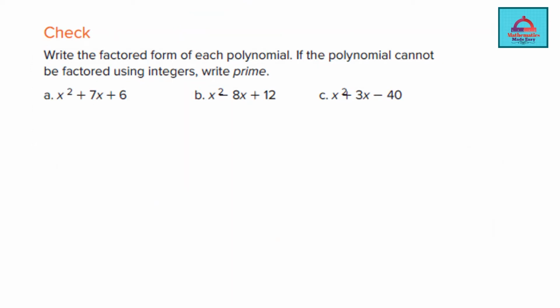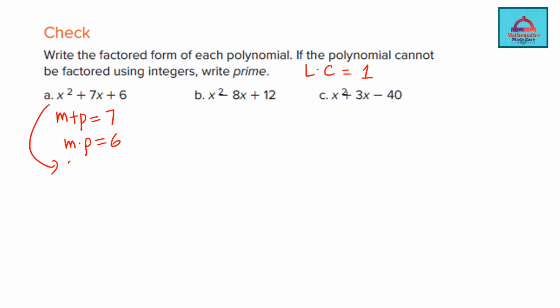Let's do the check. Write the factored form of each polynomial. If the polynomial cannot be factored using integers, write prime. So the first polynomial which is given is x square plus 7x plus 6. Here in all the three cases the leading coefficient is 1. So we are going to use middle term splitting. We need two numbers such that their sum is 7 and the product is the last term 6. So very easy. 1 and 6 are going to help you.